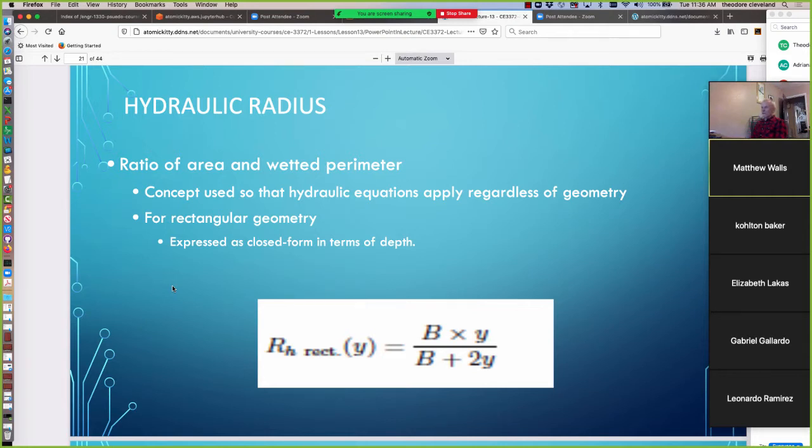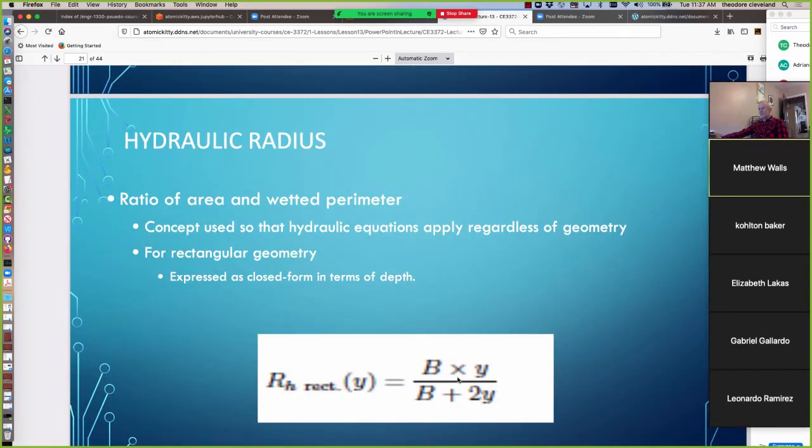The ratio of the area to the wetted perimeter is a derived hydraulic metric called the hydraulic radius. And it's important because it's used in many of our head loss equations. So in the case of rectangular geometry, the hydraulic radius is the area divided by the wetted perimeter. We've just computed the area as b times y, and the wetted perimeter is b plus 2y.